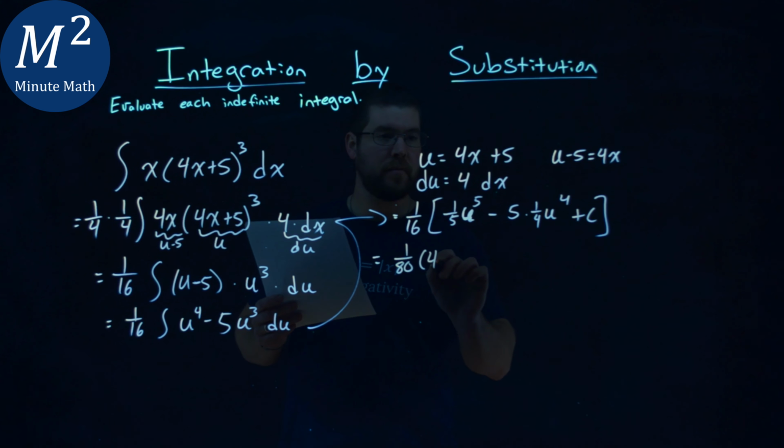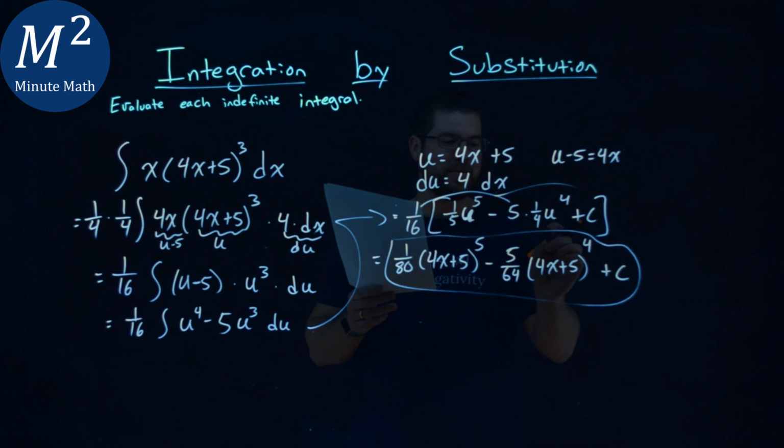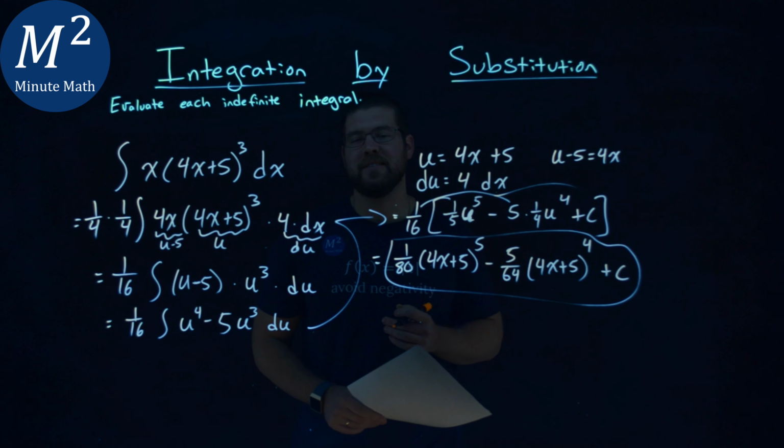And that is it. My final answer here, let's double check and make sure I got it all right. We're good. My final answer is 1/80 times (4x plus 5) to the fifth power minus 5/64 times (4x plus 5) to the fourth power plus c.